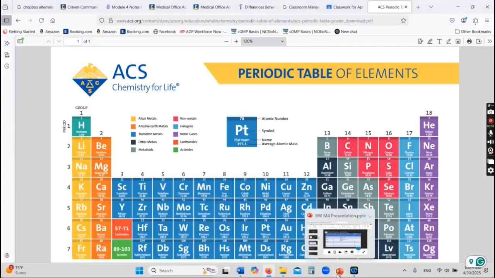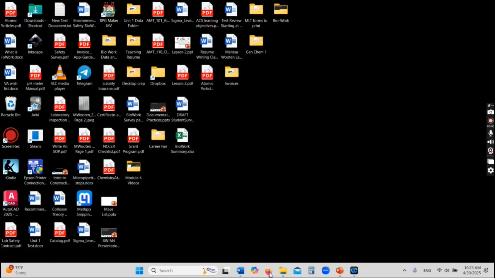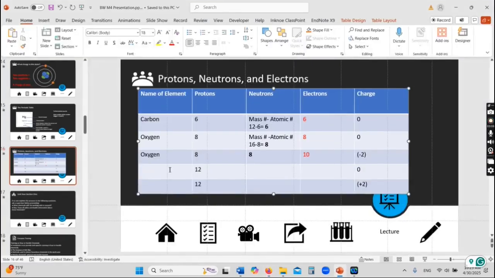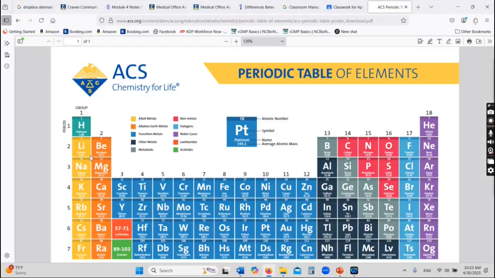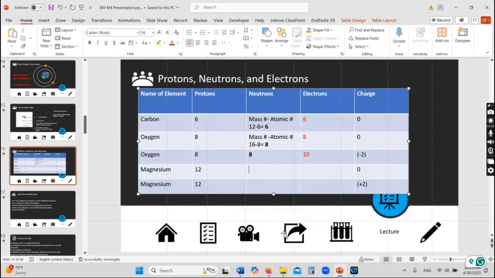All right. And now we are going to go to 12. 12 is magnesium. Let's just go ahead and fill it in for the next one. Magnesium, let's look up our mass number. Our mass number for magnesium is 24.31. We're going to round that down to 24. So now we're going to do 24 minus 12 equals what? 12. That's it.